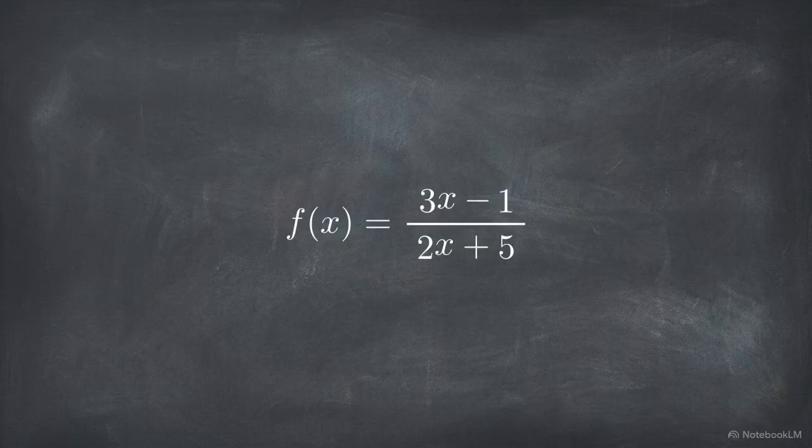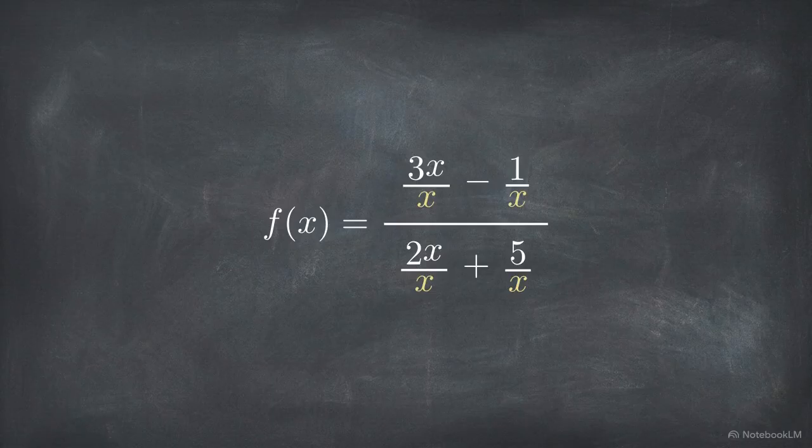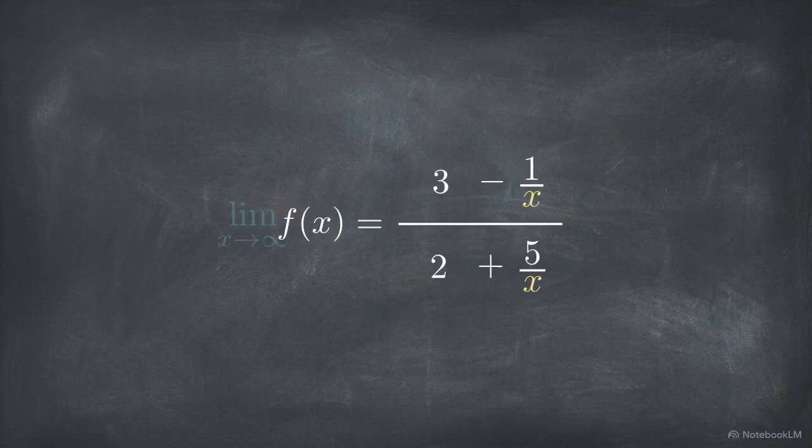Let's apply this to a function where the highest power of x is the same on top and bottom. Check the denominator. The highest power is x to the first. Divide every term in the numerator and denominator by it. In the leading terms, the variables cancel, leaving just the coefficients, 3 on top, 2 on the bottom. Next, look at the remaining fractions.